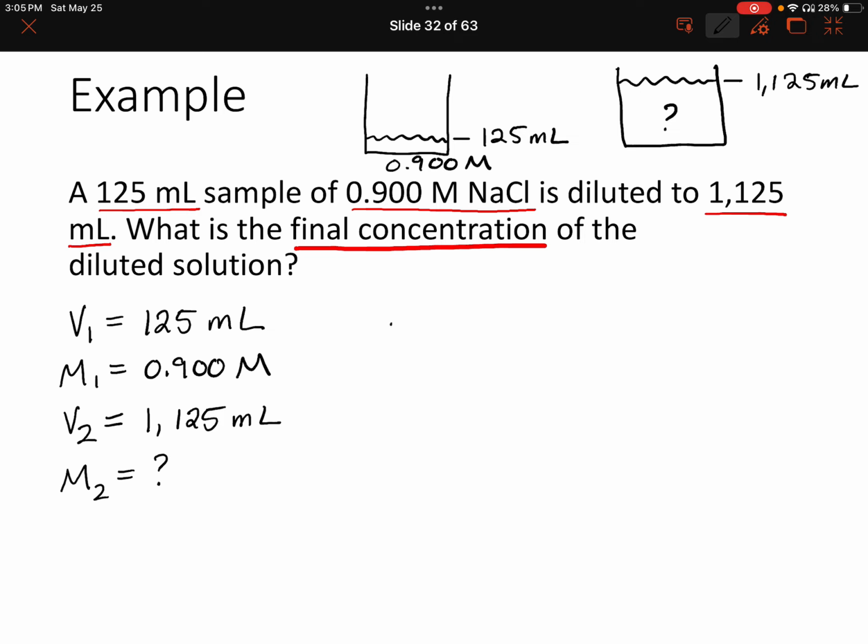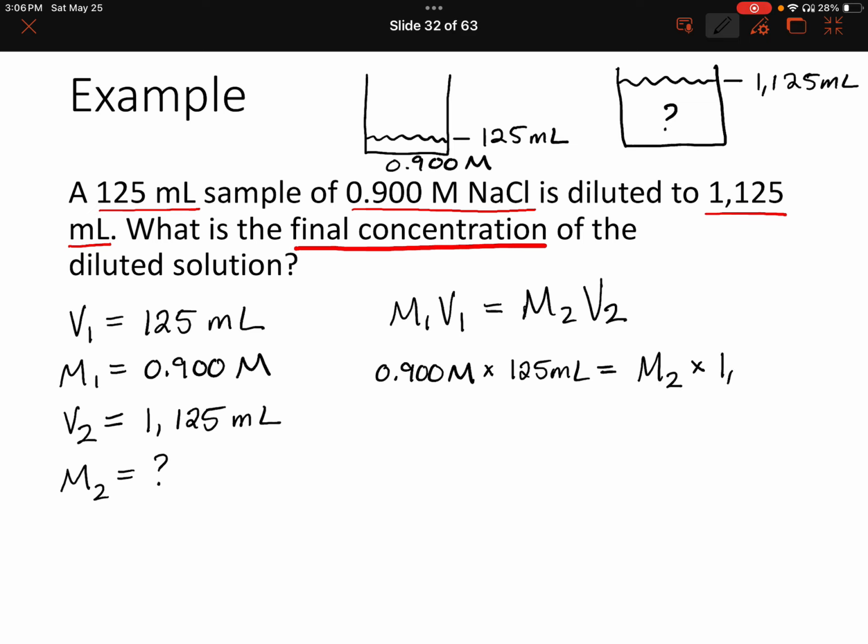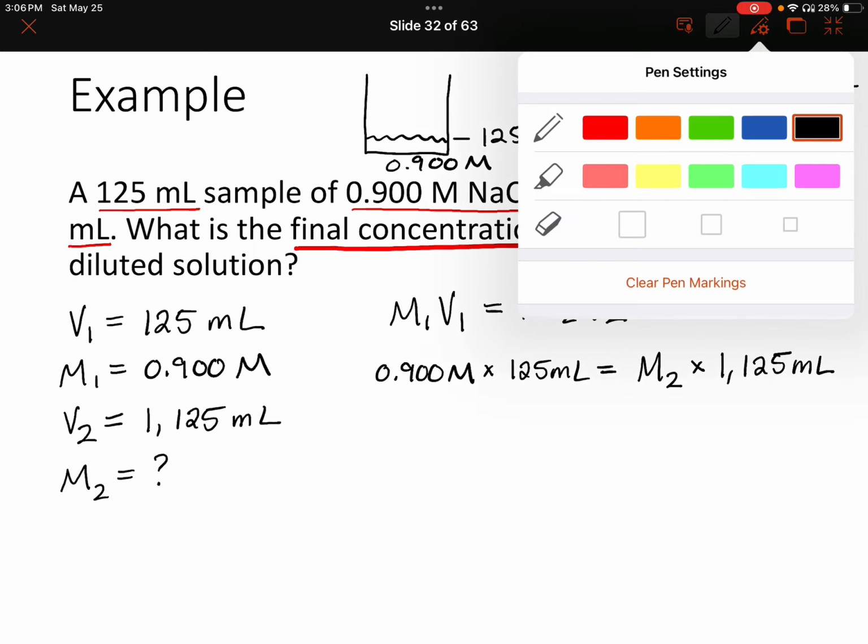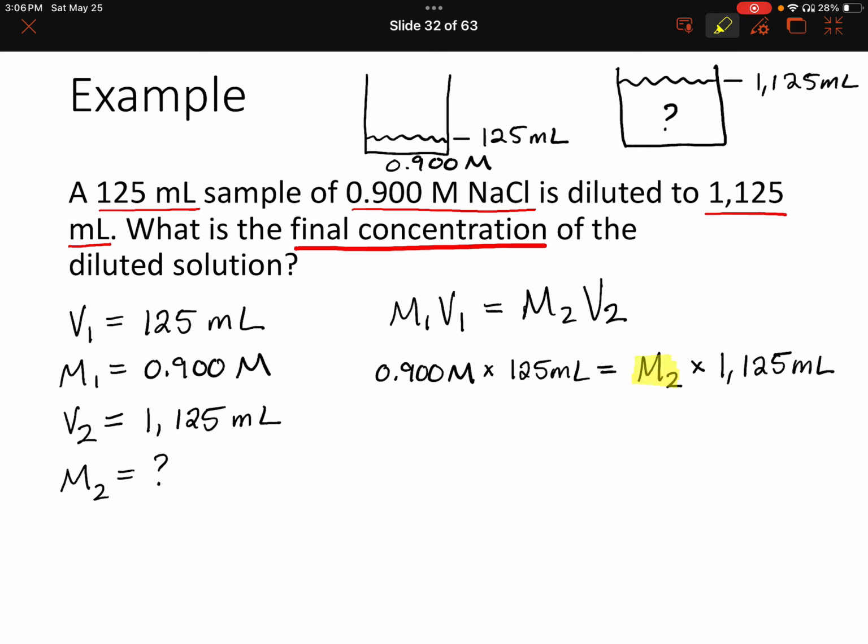So let's just plug that into our dilution equation. Oh, whoops, I wrote V2. I meant V1. M1 V1 equals M2 V2. All right, so we've got 0.9 moles per liter times 125 milliliters. And we're solving for the final concentration, so we'll leave that as a variable. And the final volume is 1,125 milliliters.